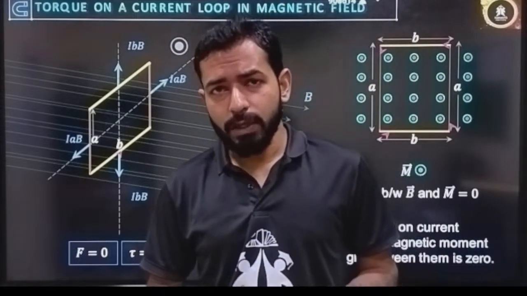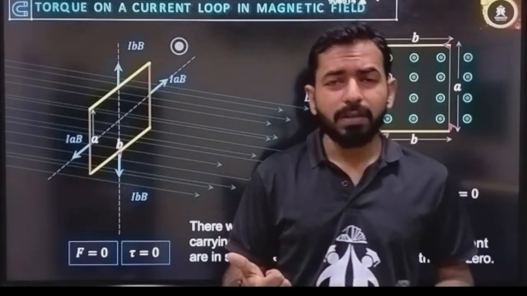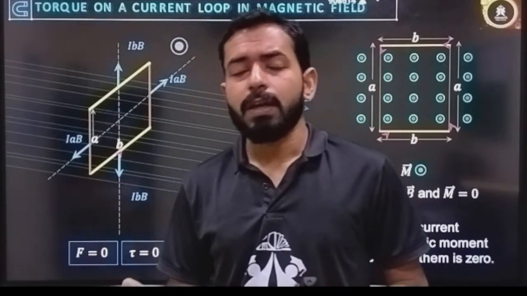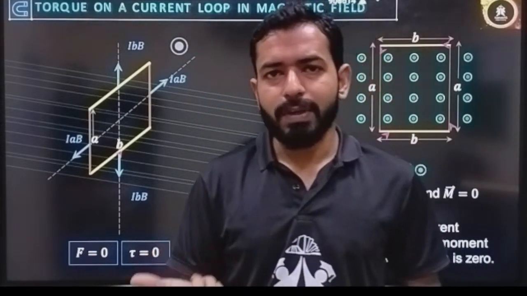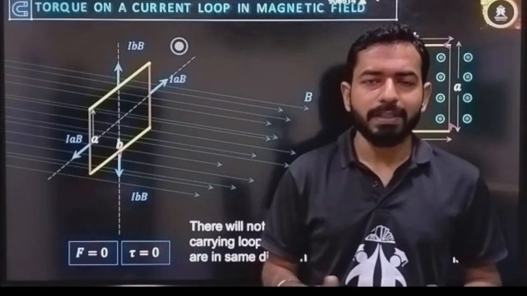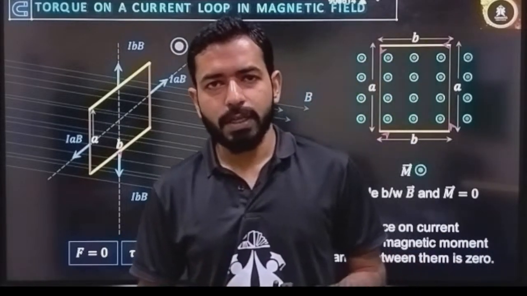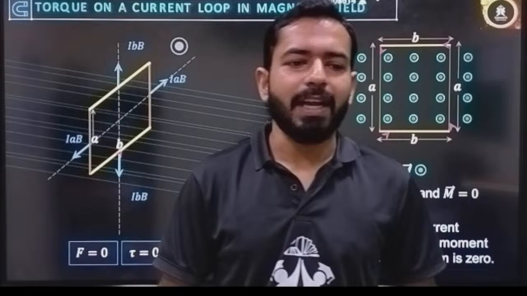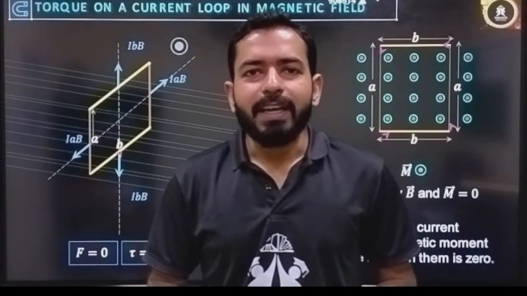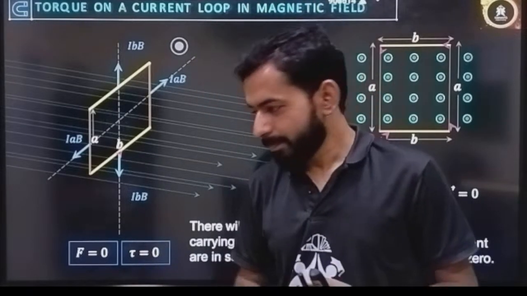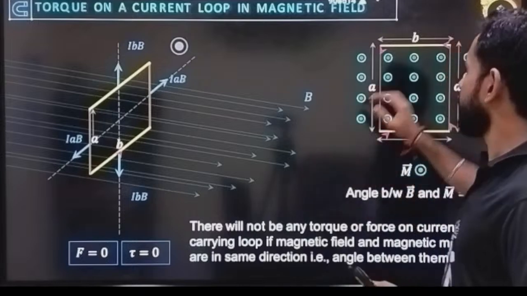In this last lecture, we are going to discuss torque, how torque is applied, and a device called the moving coil galvanometer. So let's begin without wasting any further time. Be ready with your pen and paper. Let's start. First thing is torque.